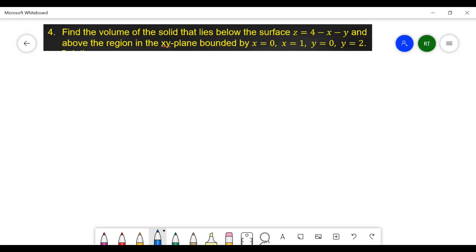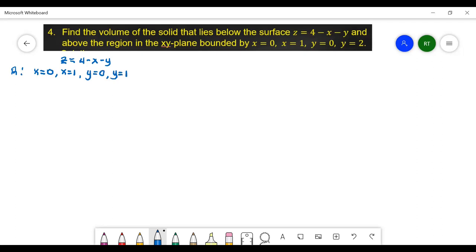Okay, and since the region R is rectangular, we can either do it vertically simple or horizontally simple. So we have, of course, z is equal to 4 minus x minus y. The solid is bounded above by this plane. And the rectangular region R on the xy plane goes from x is equal to 0 to x is equal to 1, and y is equal to 0 to y is equal to 1.